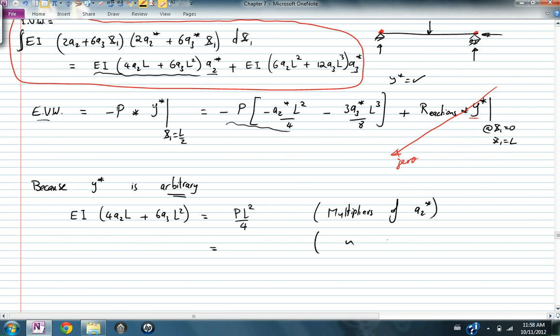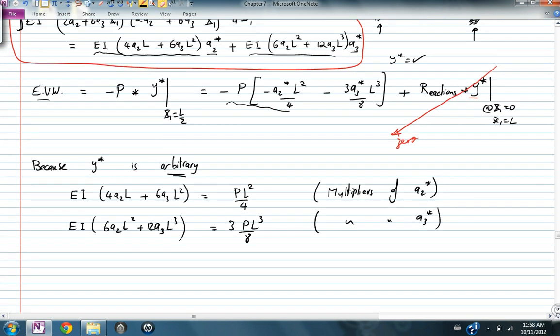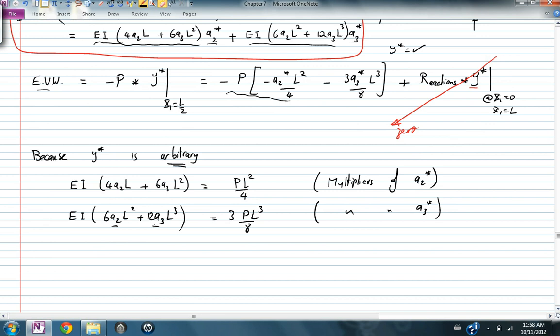And I'm going to do this again, multipliers of a3 star. Here I'm going to take EI multiplied by 6a2L squared plus 12a3L cubed, which will be equal to 3PL cubed over 8. And solve two equations and two unknowns, a2 and a3. These are the unknowns that I'm looking for. You'll find that a2 is equal to PL over 16EI, and a3 is equal to 0.